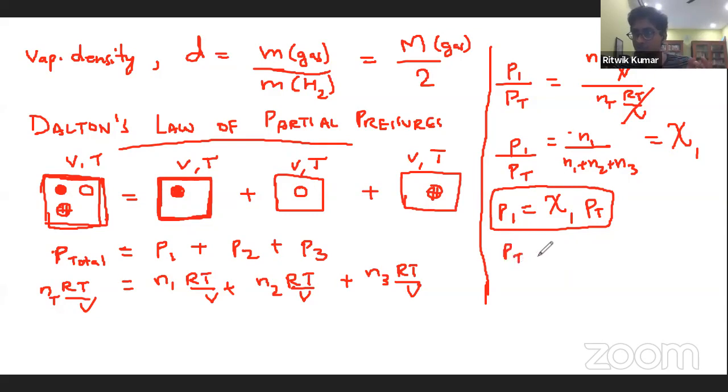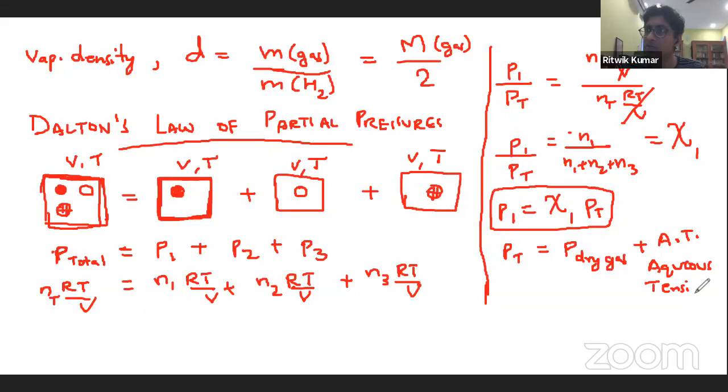So you have the total pressure, which is equal to the partial pressure of the dry gas plus the aqueous tension, right? This is known as the aqueous tension, which is the vapor pressure associated with water vapor. Aqueous tension is usually the saturated water vapor's pressure. So whatever pressure you're experimentally measuring when you displace the gas through water, it is not just due to that dry gas. It is also a factor contributed by the water vapor.